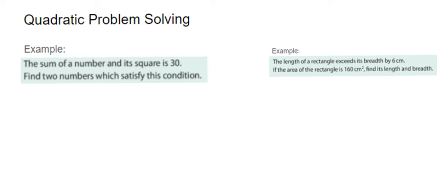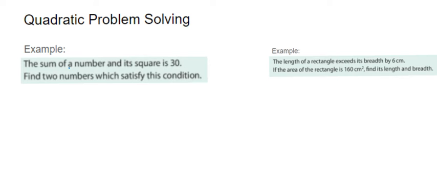Hi guys, so this video is called Quadratic Problem Solving. This is where we use some of the things that you should have learned when solving quadratic equations to work out some almost real life problems. A lot of problems with area come up, and you'll see that in the second example here. But the first example anyway: the sum of a number and its square is 30. Find two numbers which satisfy this condition.